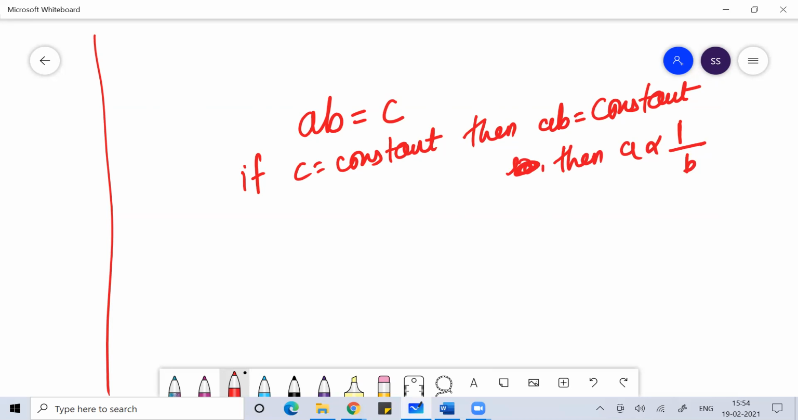Okay, so if two variables are inversely proportional, it means that if one variable increases, the other variable will decrease. If one variable decreases, the other variable will increase.